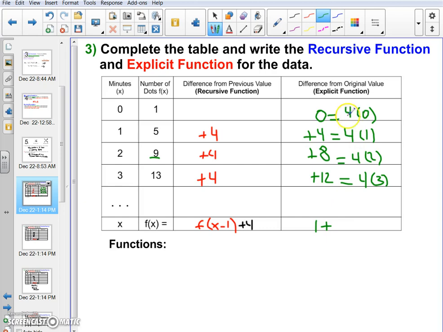So it appears that every single time we're adding a multiple of 4. I'm going to write 4 here, and then I'm going to put my variable next to the 4 because, again, we're doing multiples of 4, but we don't know which multiple. Sometimes that multiple happens to be 0, sometimes it's 4, sometimes it's 8, sometimes it's 12, and so on and so forth. So this is how you write the explicit function for this particular problem.